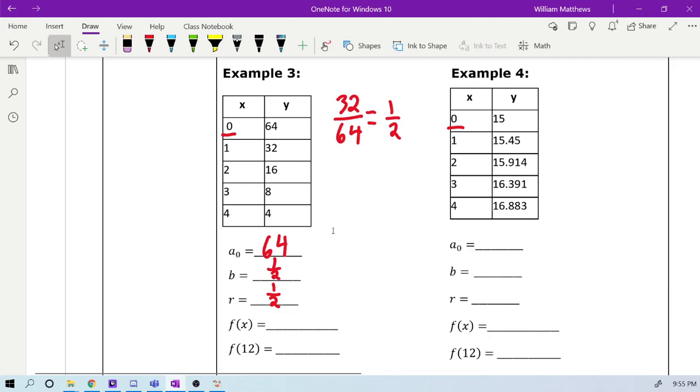To create the equation, f of x equals the starting value, 64, multiplied by the factor, 1/2, to the power of x. Now if we wanted to find out what f of 12 equals, we would plug in 12 for our x, which would give us 0.0156 rounded.